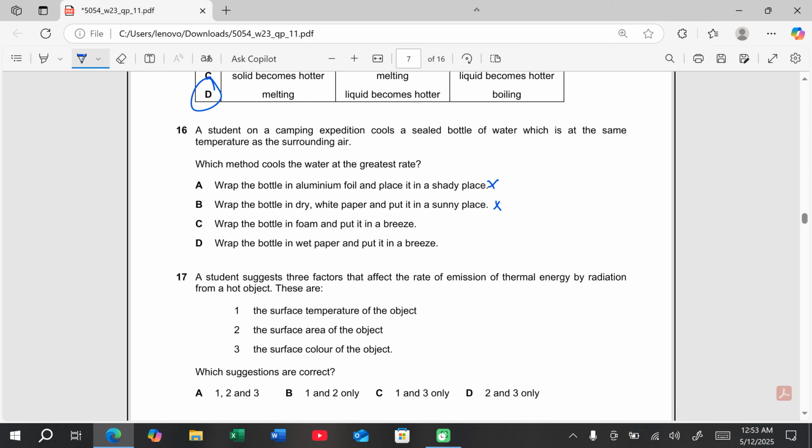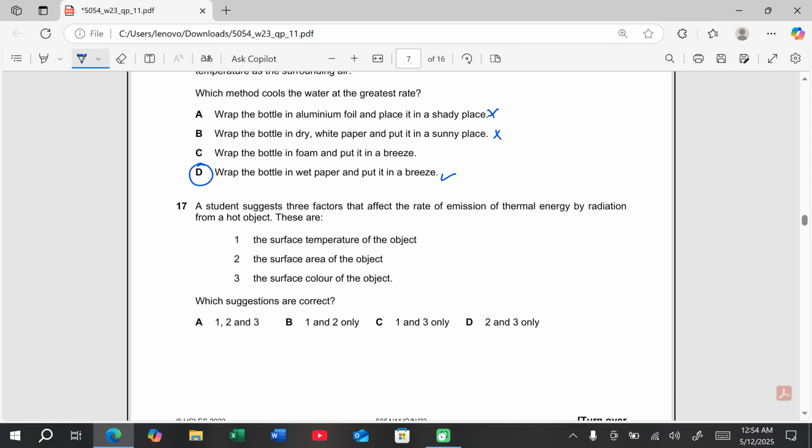Wrap the bottle in foam and put it in the breeze. Wrap the bottle in wet paper and put it in the breeze. Yes. So what is going to do it? The vapors from the wet paper are going to take away the energy of the water and evaporate, leaving behind the colder water. So this is what evaporation does.